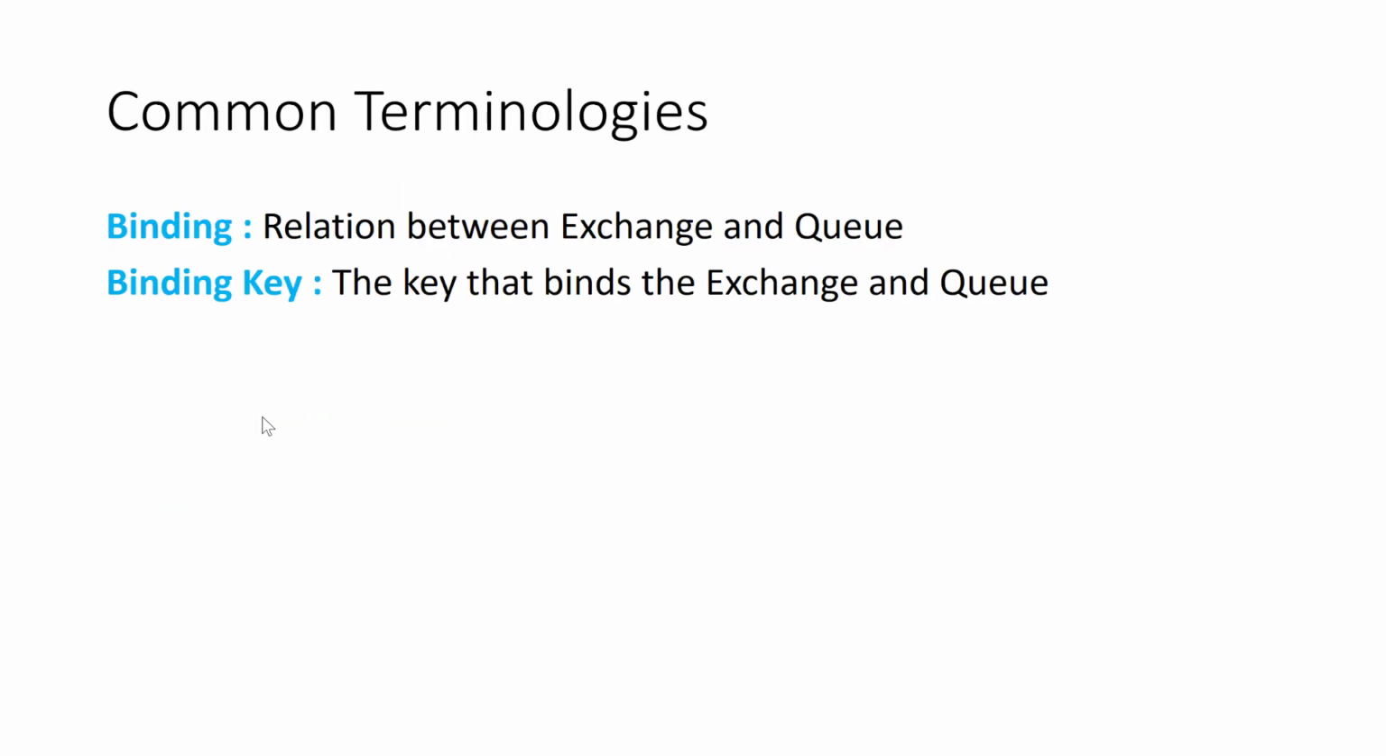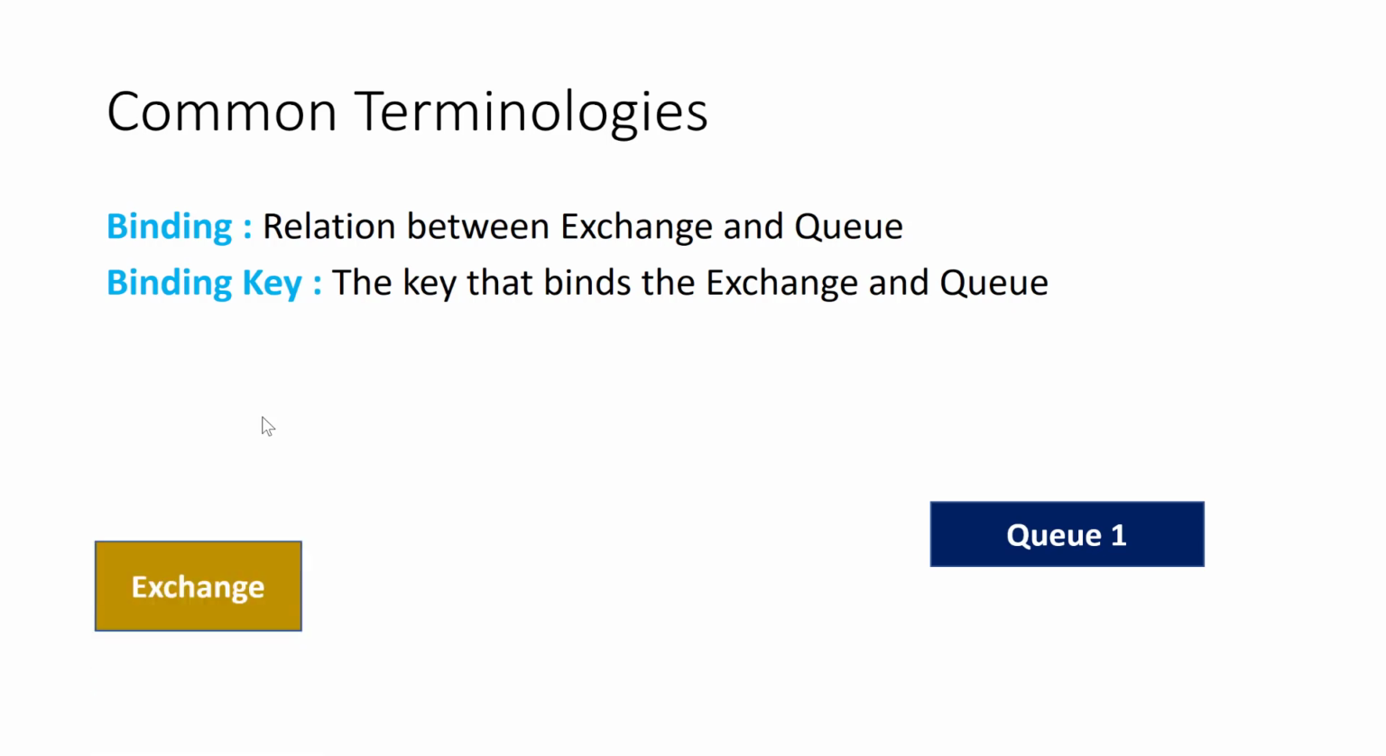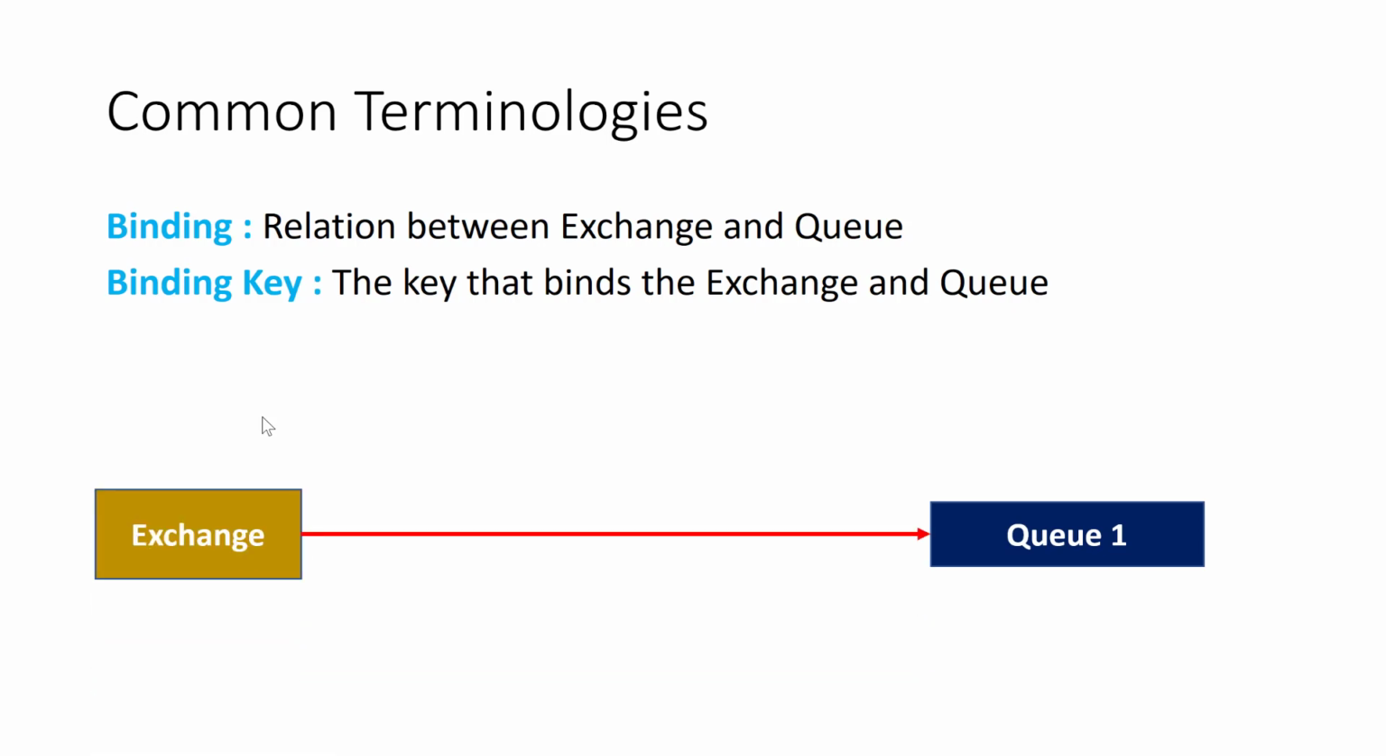Before we talk about the other ones, the direct exchange type, there are some other terminologies that we need to be aware of. One main thing is binding. Binding defines the relationship between the exchange and the queue. And then you have a key that binds the exchange and the queue as well. So you have the exchange and the queue.